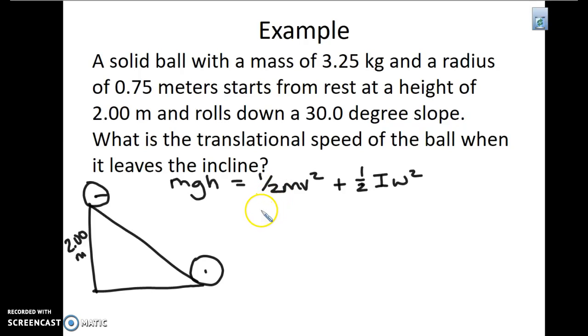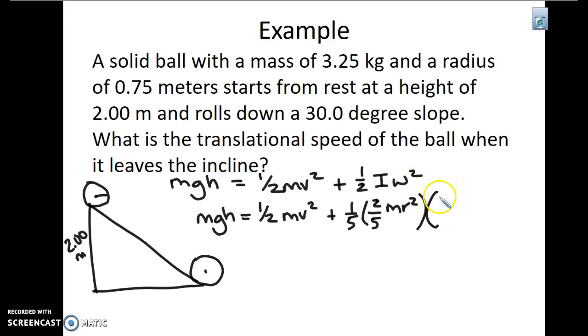Now, the temptation is to throw values in here immediately, but let's see if we can make this a little easier, which we can. And because it's a solid sphere, I'm going to use 2/5 mr squared for the moment of inertia, because a solid sphere, if you look at your table, is 2/5 mr squared. The other thing I'm going to do is change that omega into v over r. So that omega squared is going to be v squared over r squared in this moment of inertia.